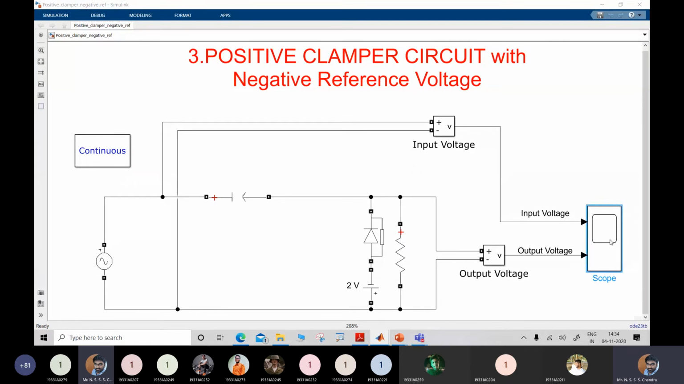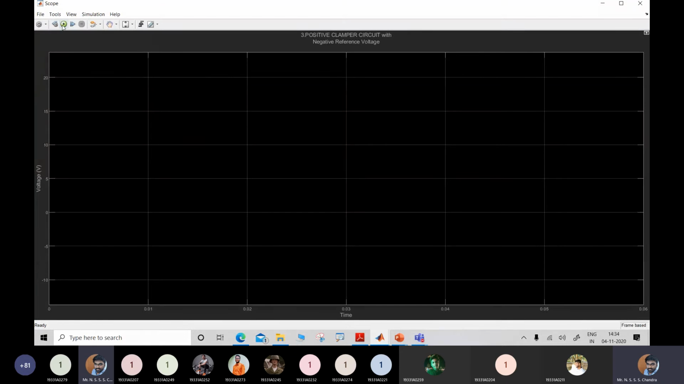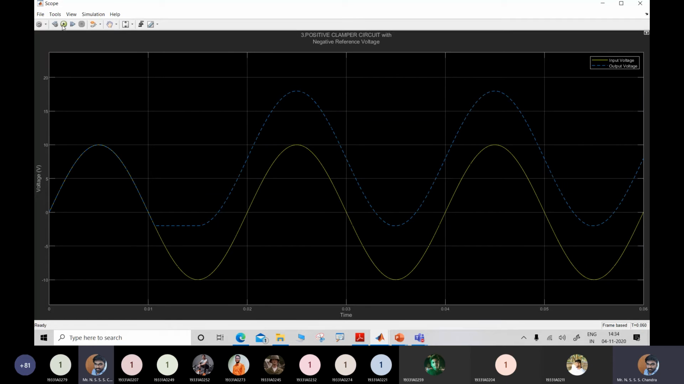Let us check that over here. Your output should vary from minus 2 volts to plus 18 volts. Here the negative peak in the output is minus 2 volts, and the positive peak is 18 volts. So it is varying from minus 2 volts to plus 18 volts, whereas your input is varying from minus 10 to plus 10 volts.